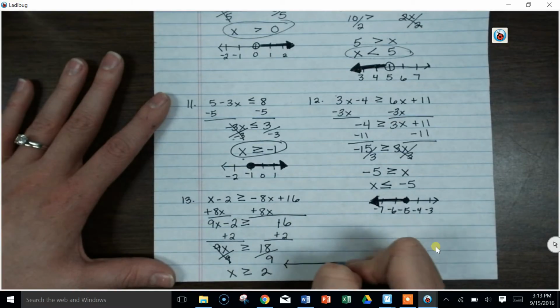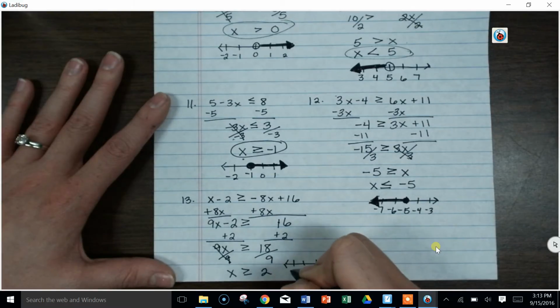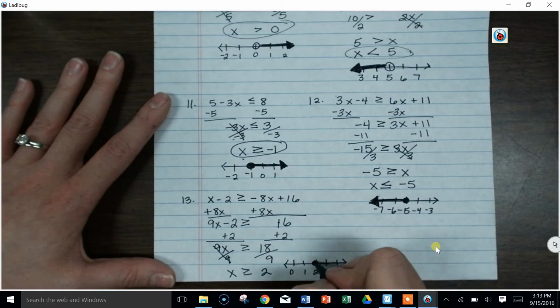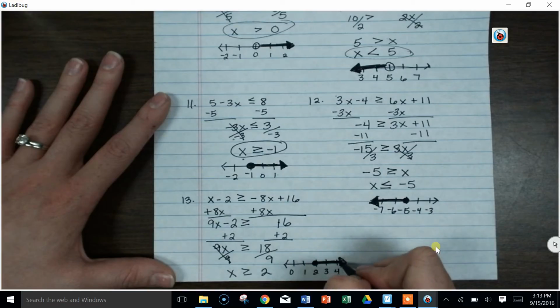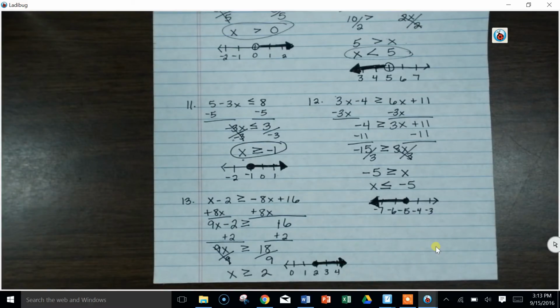Putting that on a number line. There's 2, 3, 4, 1, 0. Solid circle on 2 because of the or equal to. Greater, so I'm going to shade where all the numbers are greater, and that would be to the right here. Okay, and then I have another one, number 14.